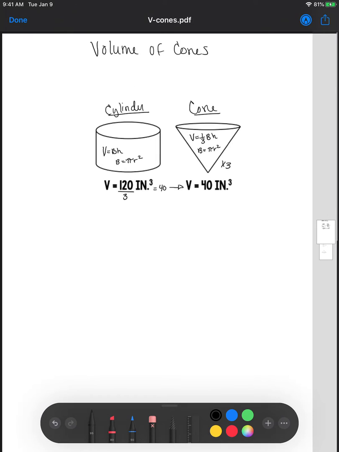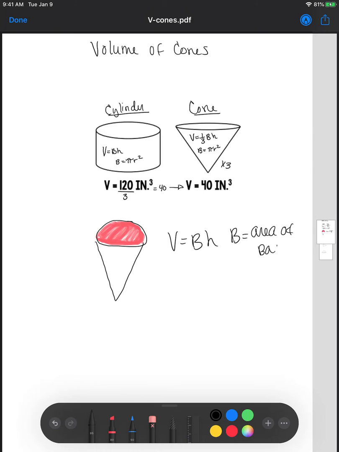So let's just go over a cone real quick. It looks like an ice cream. All right, and I always like to highlight the base. This is my base all the time. For a cone, it's always going to be the circle. So big B, remember, big B is always area of the base. And again, the base is a circle. So the area of a circle is pi r squared.